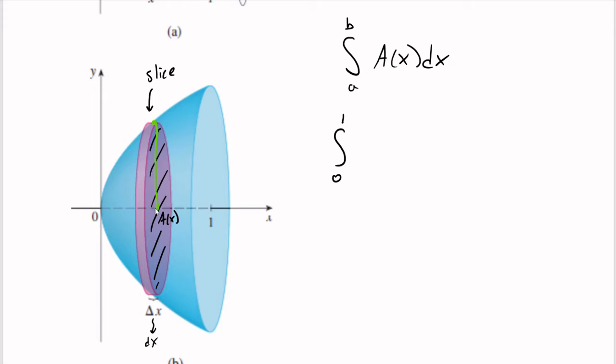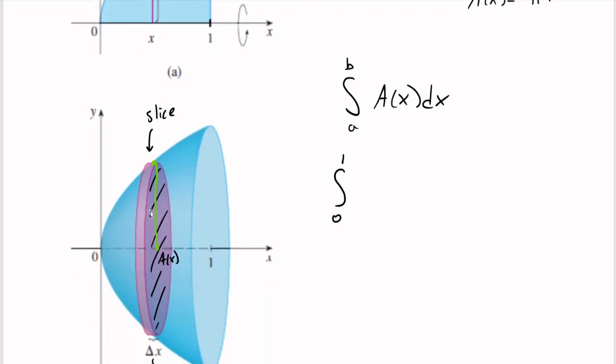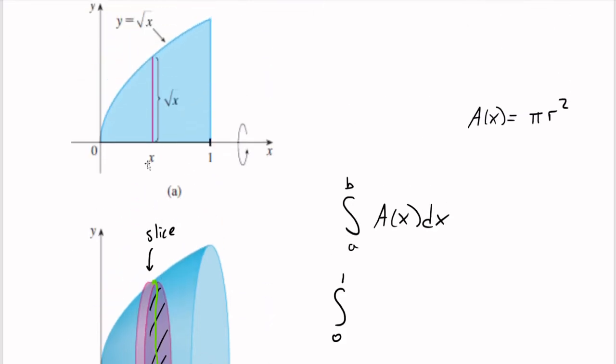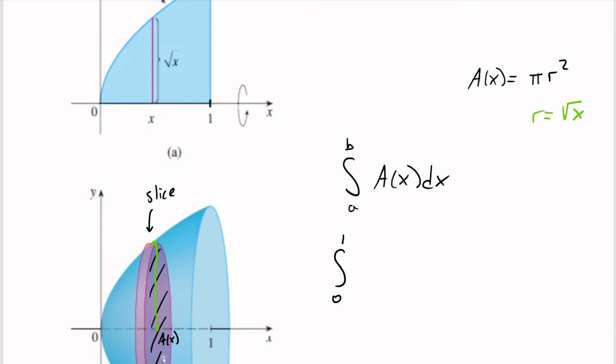Right, I started in the center and I drew up. What did I end up hitting? I hit the function, right? What's this top curve here? That's just the function. So what's the radius? Well, at any x value, it goes from 0 up to square root x. So in this case, r is square root x, the function itself.